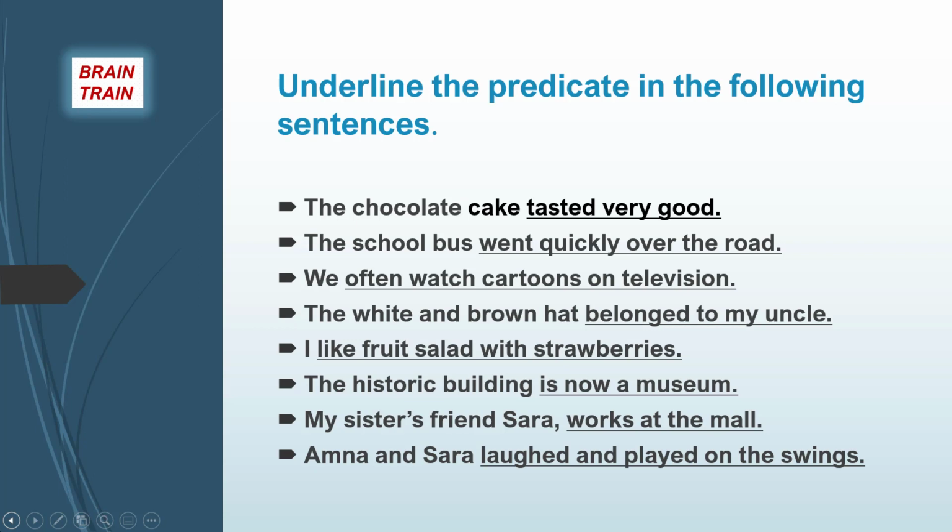My sister's friend Sarah. So this is whole is subject because ये सारा के बारे में बात हो रही है कि my sister's friend Sarah. So this is the subject. The other part is predicate. Amna and Sarah. So they are both subject, laughed and played on the swings. That's the predicate. So I hope you understand.